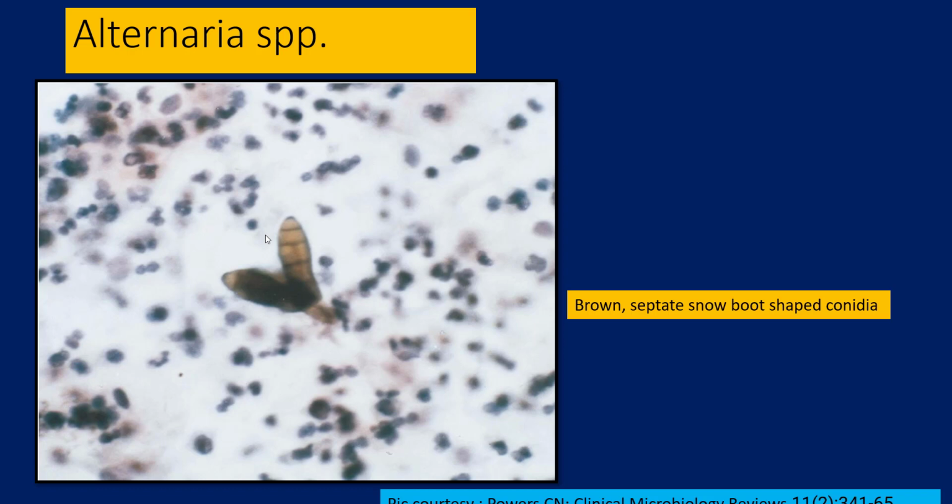This is a contaminant. It's Alternaria. It is a fungus which affects plants, but they again have a pretty distinctive appearance. They are brown in color. They have the shape of a boot or a snow boot with septation, right? This is from Clinical Microbiology Reviews written by Celeste Powers.